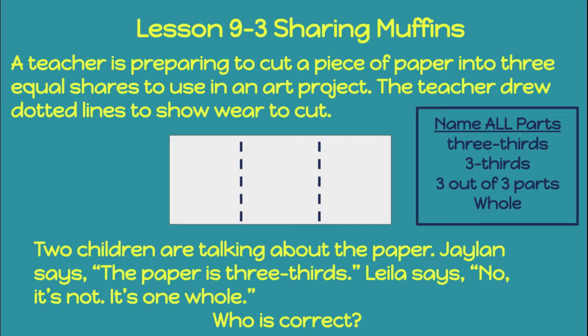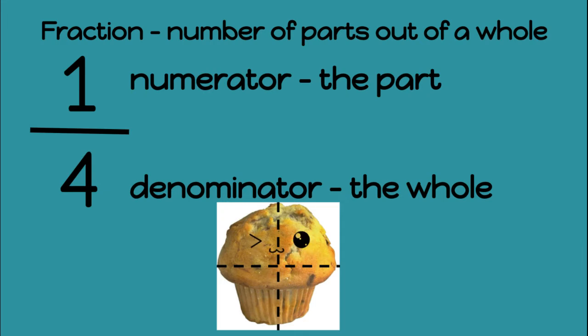So let's look at it. It is divided into 1, 2, 3 equal pieces. And I've put up the chart that we made last week that shows the different ways that we can name those 3 parts. If we're looking at all of them, we can call them 3/3, we can call them 3 out of 3 parts, or we can call them 1 whole. So who's correct? Well, both children are essentially correct because we can call that 3/3, or we can call it 1 whole.